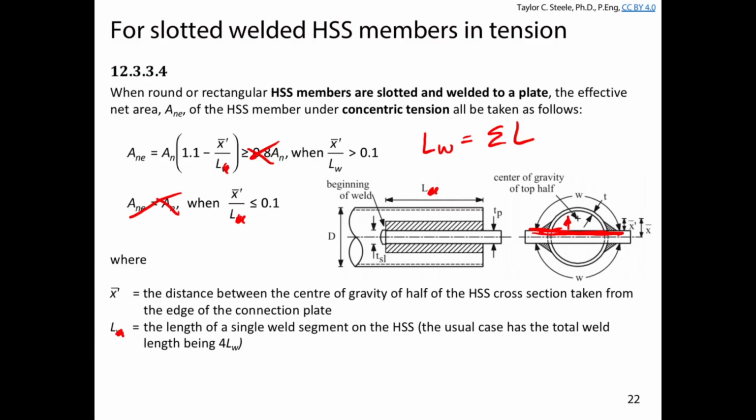So I'll talk about some of this part here. So we usually do this. We say ANE is AN times 1.1 minus x bar prime over L. And then they start telling us it has to be greater than 0.8 AN, and ANE is equal to AN when x prime over L is less than 0.1. So I just want to provide some context for what's going on there. For the most part, in the way that the standard is written, they're not trying to tell us that ANE is never going to be less than 0.8 AN. That's not the right way to think about this.